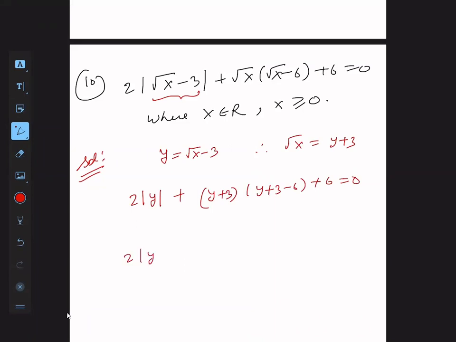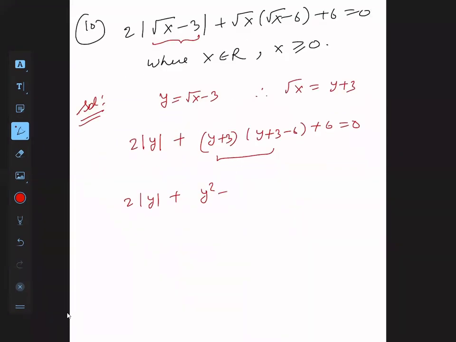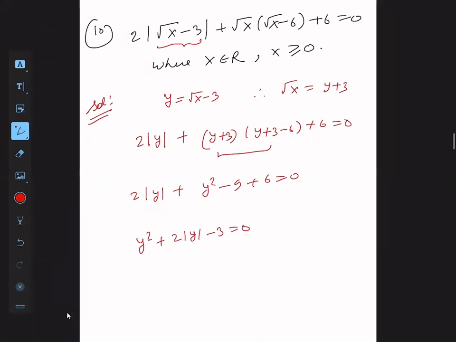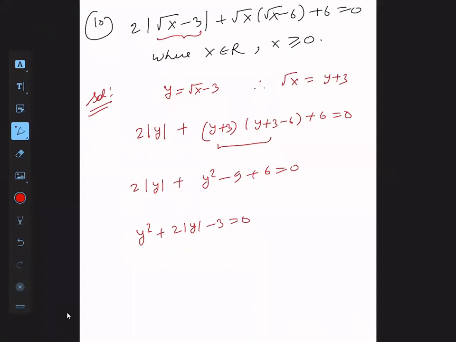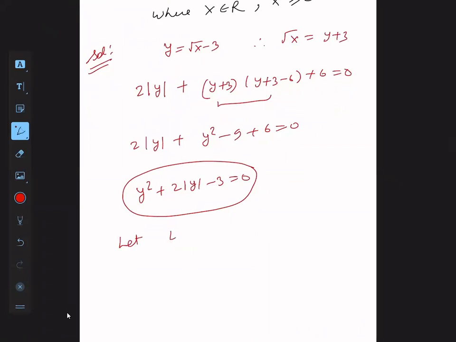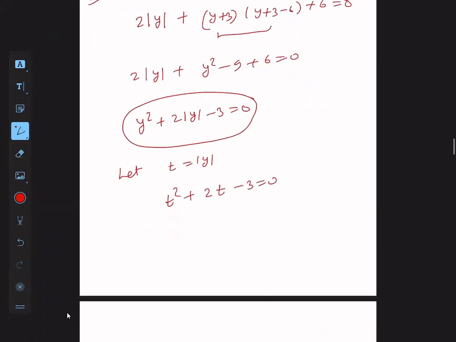So this is y square minus 9 plus 6 is equal to 0. So eventually I am getting y square plus 2 mod y minus 3 equal to 0. Now this is a standard quadratic equation. So let t is equal to mod y. Then this quadratic equation will become t square plus 2t minus 3 equal to 0. So t plus 3 into t minus 1 is equal to 0.